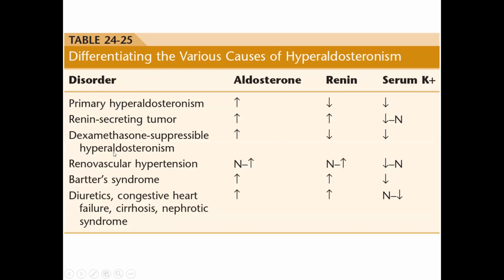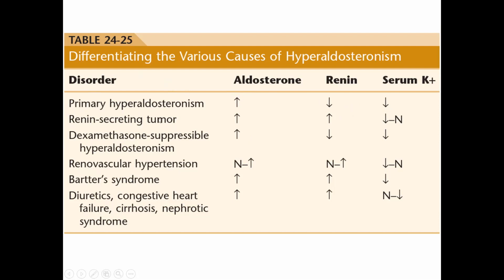So for this one, class, I leave you to read on this one. So just take note that for primary hyperaldosteronism, there's an increase in aldosterone, a decrease in renin, and an increase in serum potassium. And if it's a renin secreting tumor, of course, there's an increase in both.